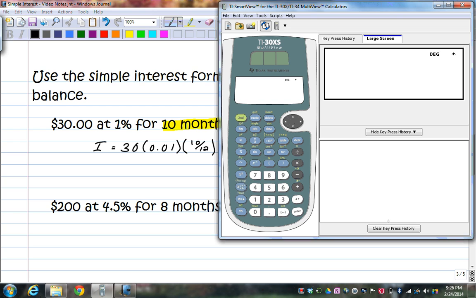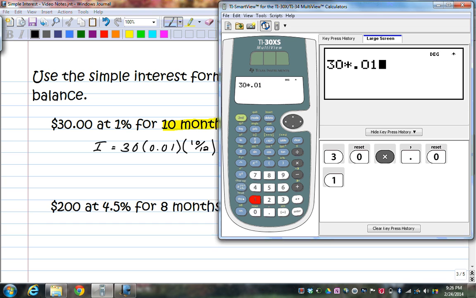All right. This is the way you would enter this in your calculator. You would do 30 times 0.01, which is your interest rate as a decimal, times 10/12. So what we're going to do is go up here and say 10, then hit our ABC button.